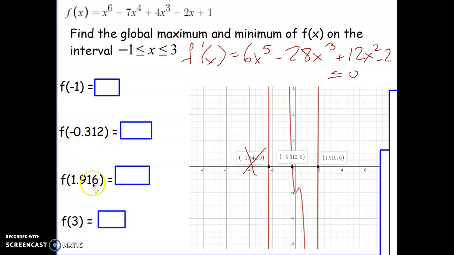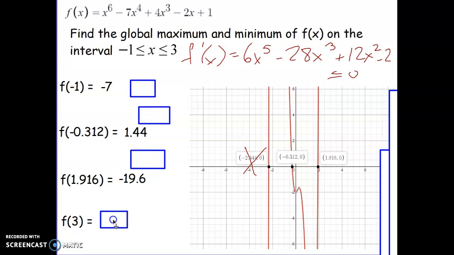-0.312 and 1.916, and I'm going to substitute all those back into the original to find the y value that goes with them, because the global maximum and minimum is asking about the highest value or the lowest value of the original graph. So I took each one of these and substituted it in on my calculator, and here's what I got. And so now looking at those values, I can see that the smallest number is here.